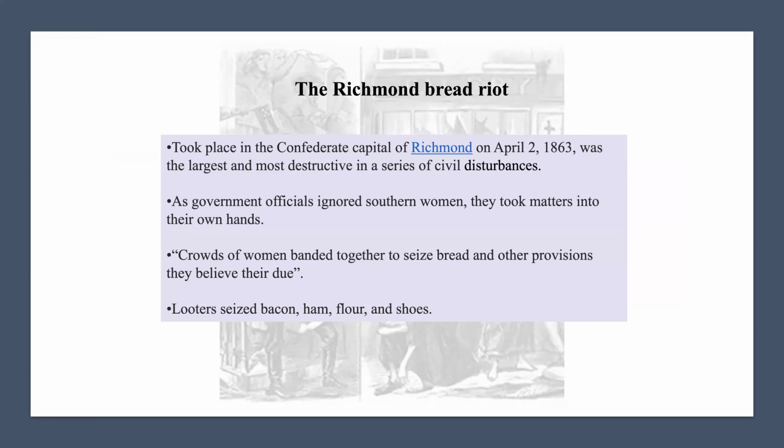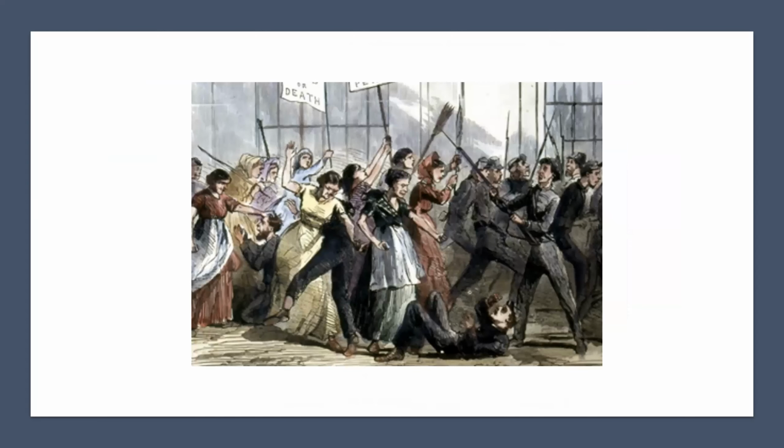As government officials ignored Southern women, they took matters into their own hands. Crowds of women banded together to seize bread and other provisions they believed their dues. Looters seized bacon, ham, flour, and shoes, just basic necessities for them to eat and not starve. And this is an illustration of what the riot might have looked like.